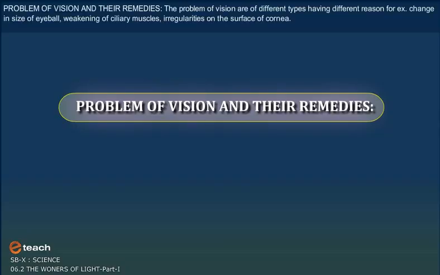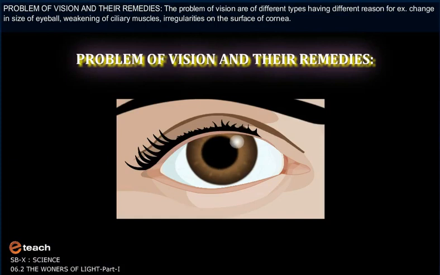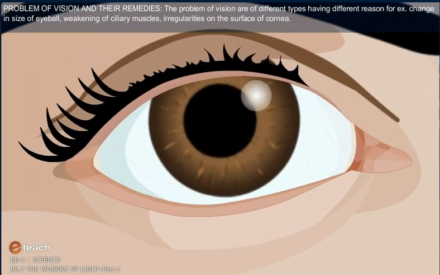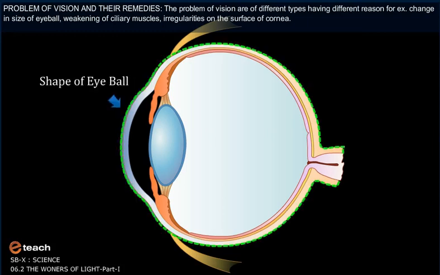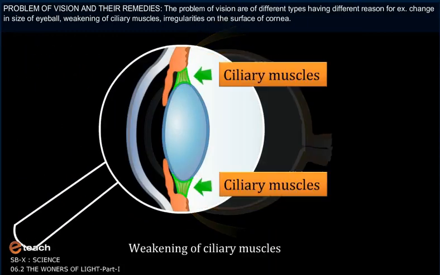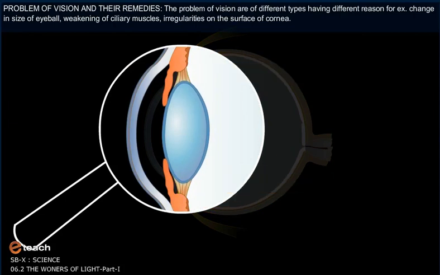Problems of vision and their remedies. The problems of vision are of different types, having different reasons. For example, change in size of eyeball, weakening of ciliary muscles, irregularities on the surface of cornea.